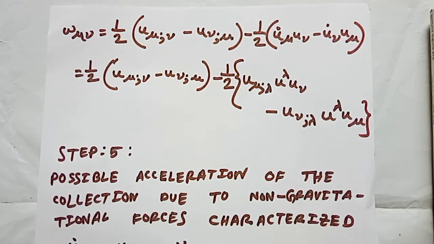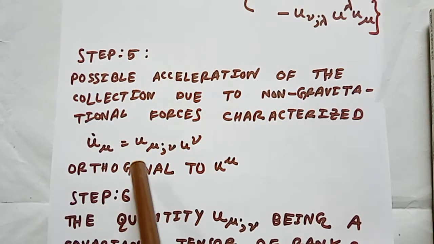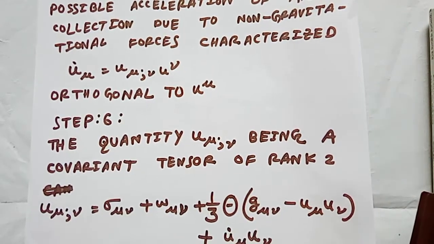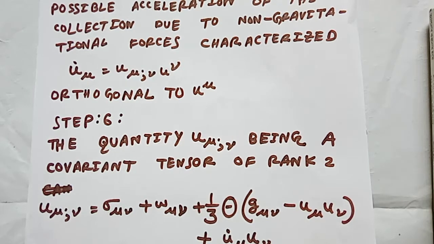Step 5, possible acceleration of the collection due to the non gravitational force, characterized by u dot mu nu u nu, orthogonal to u mu. Here we have this sigma mu nu. Now sigma mu nu u nu is 0, g mu nu sigma mu nu is 0, omega mu nu u nu is 0.